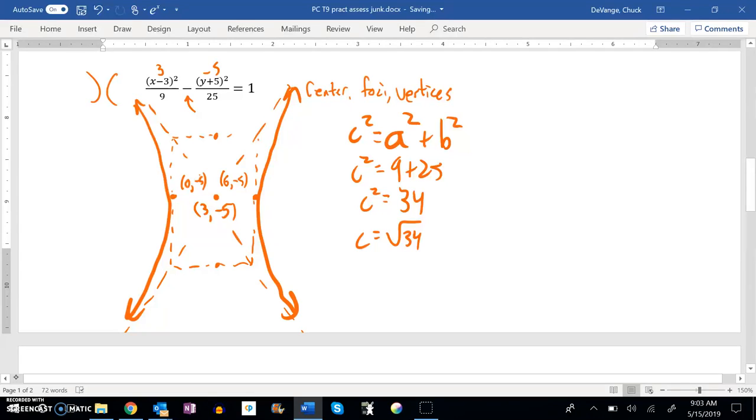So that puts my foci out here and out here. And notice that's a change in x. So this is going to be the point (3 plus root 34, -5), same height. This is going to be the point (3 minus root 34, -5), same height. There they are.